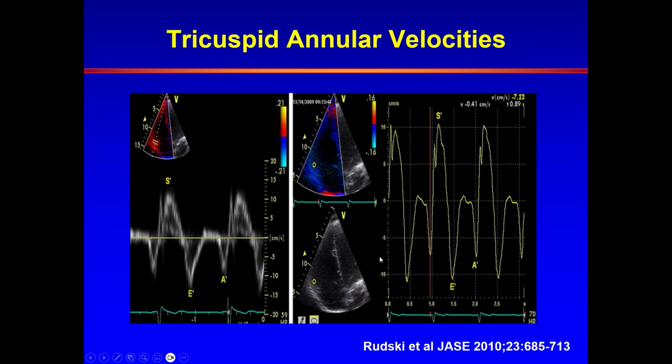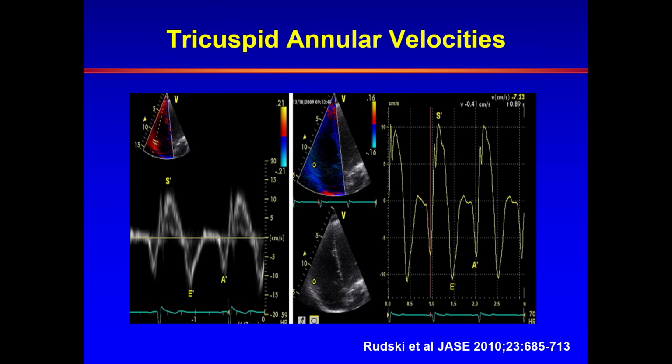Similar to the TAPSE, we can measure, instead of the actual displacement in millimeters or centimeters, the rate of displacement. So now we're looking at the velocity. This is with color-coded tissue Doppler. We no longer use that, but there was a time when it was used. We rely more on the pulse wave spectral envelope.